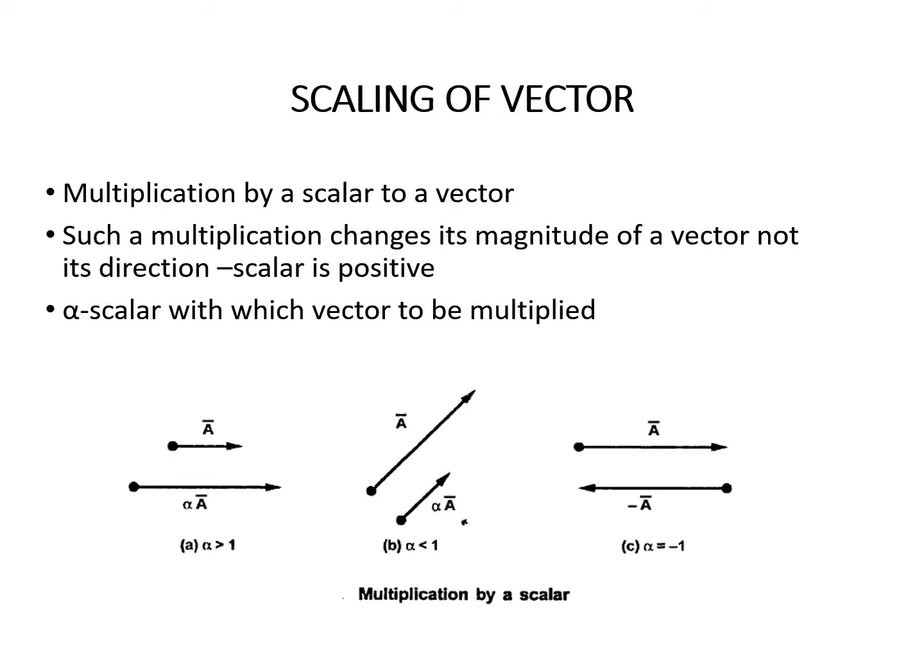Scaling of vector. It is a multiplication by a scalar to a vector. That multiplication changes the magnitude of the vector but not its direction when the scalar is positive. Here alpha is a scalar with which the vector is to be multiplied. So here there are three cases. When alpha is greater than 1, the magnitude of the vector increases but the direction remains same. Second case, if alpha is less than 1, the magnitude of the vector decreases but the direction remains same. When alpha is equal to -1, the magnitude remains the same but the direction of the vector reverses.